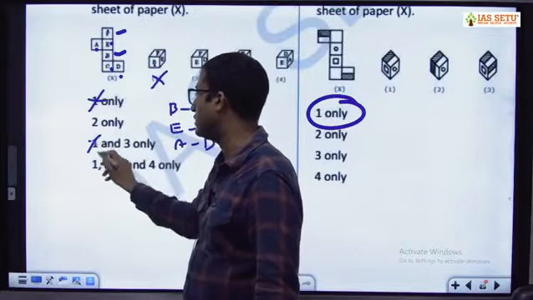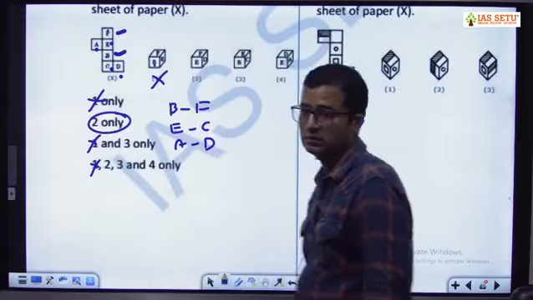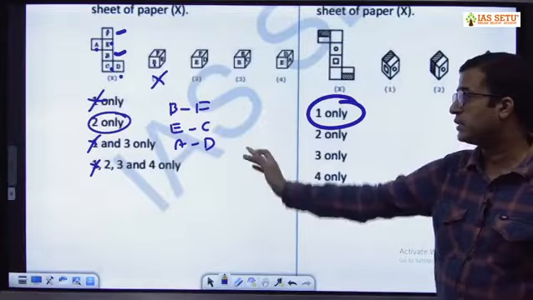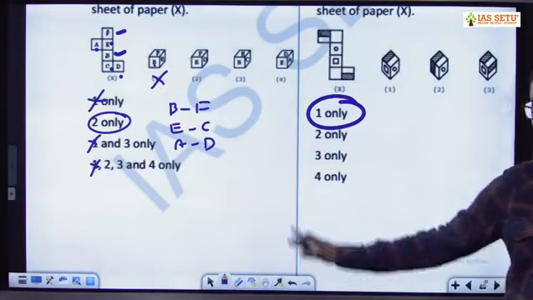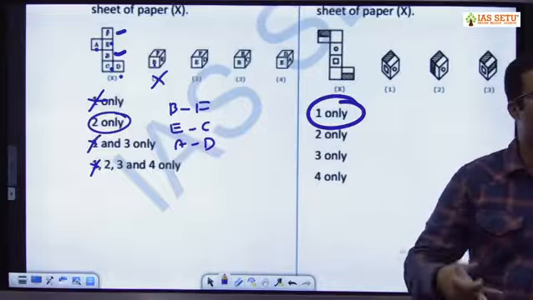1 is wrong. As soon as you eliminate 1, the answer will come. Yes, this one will need some thinking. I will come to this. Is it okay? Question number 2, question number 4: eliminate, it will be easy.